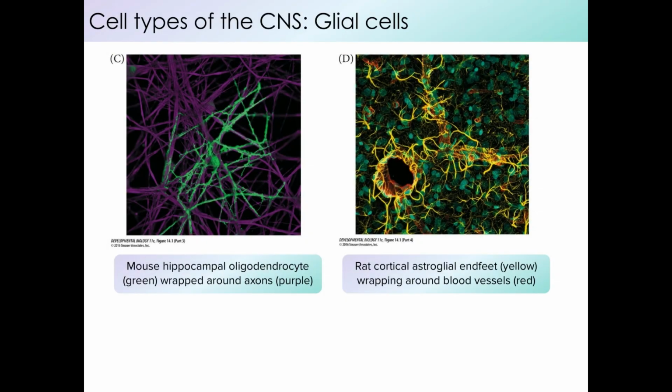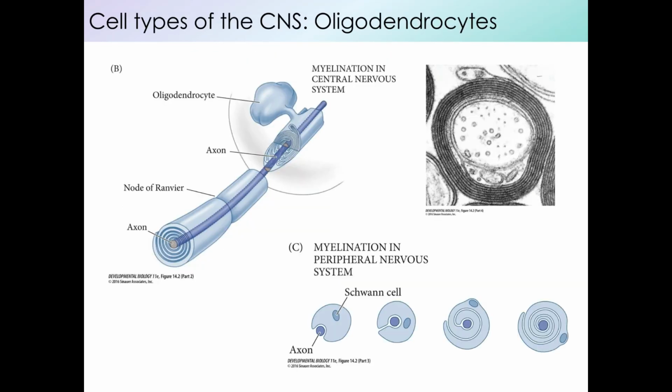The other cell type of the central nervous system is the glia. There are three major types which we'll look at in a little more detail. These are the oligodendrocytes, the astroglia, and the microglia. Oligodendrocytes are the cells that insulate axons in the central nervous system, and they do this by producing a specialized cell membrane that's known as the myelin sheath.